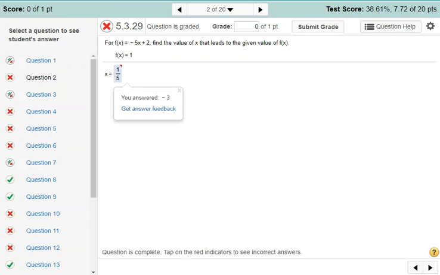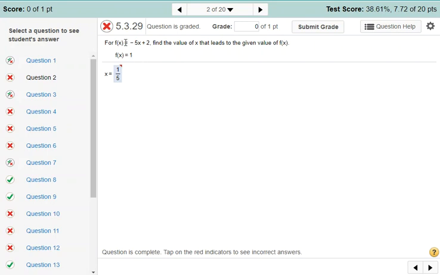This is the review quiz number 2. We're looking at an attempt, and we want to just do a couple corrections here. So I'm looking at question number 2, and in this case, it's asking us to find the value of x that leads to the given value for f of x. We want f of x to equal 1.